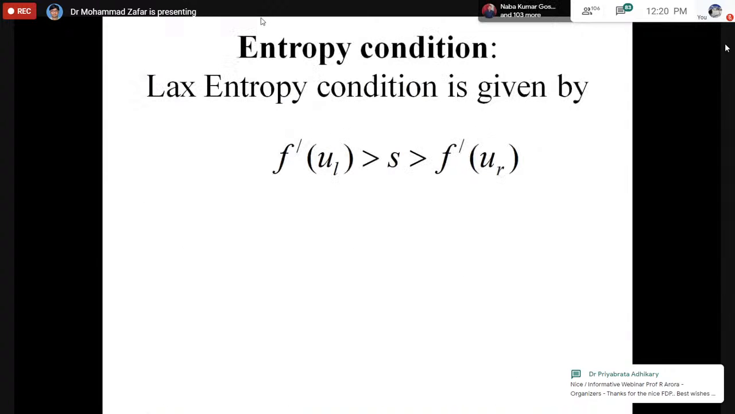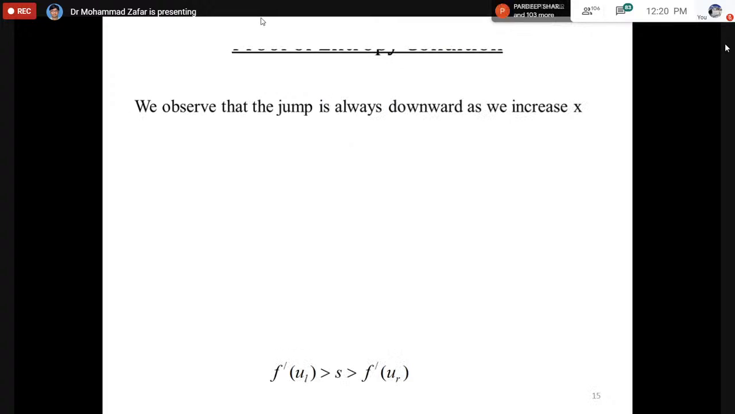Please proceed. Now next is the entropy condition. Yesterday Professor Sharma told us that Peter Lax was a very great mathematician, who is still living. He has given this condition, which is also known as the Lax entropy condition after his name. The condition is as follows: f prime of ul is greater than s, which is still greater than f prime of ur. We will just prove this entropy condition again.